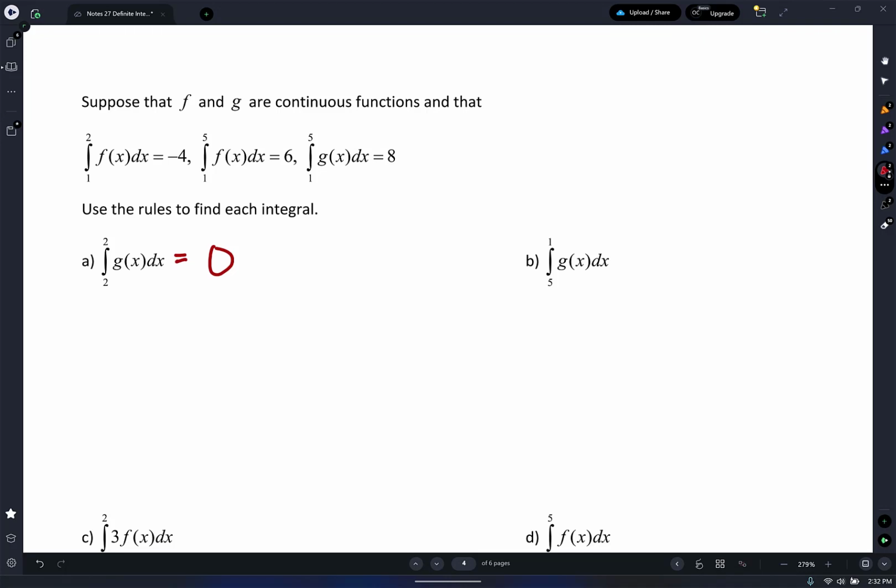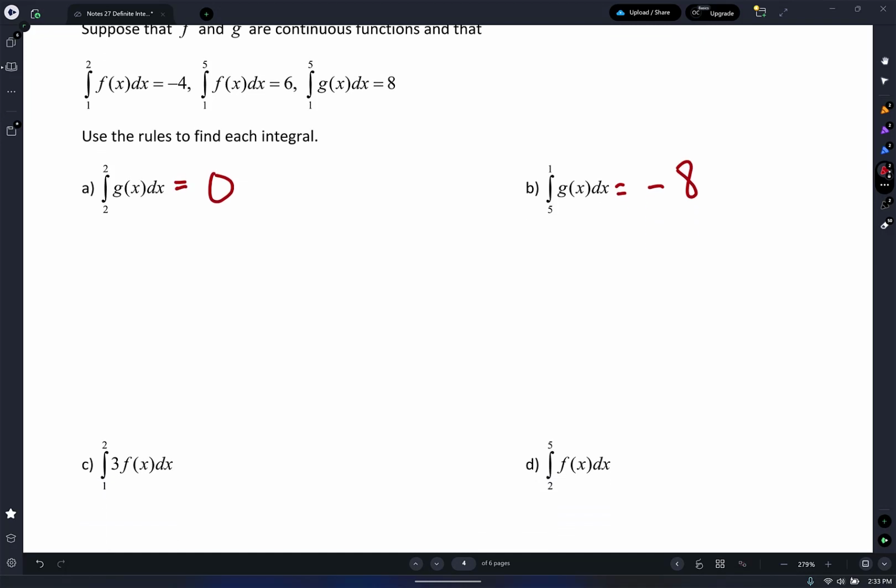Okay, look at letter B. Notice the lower limit is 5 and the upper limit is 1. And this is the area under the curve of g of x. Do I have from 1 to 5 of g of x? Yes, it was 8, but now they reverse the limits. We call them the upper and lower limits, not to be confused with the limit, LIM, that we did in Unit 1. Upper limit is 1, lower limit is 5. So because they reverse the order, what is this? Negative 8. Are we understanding this, guys? Okay. Go to the next one.